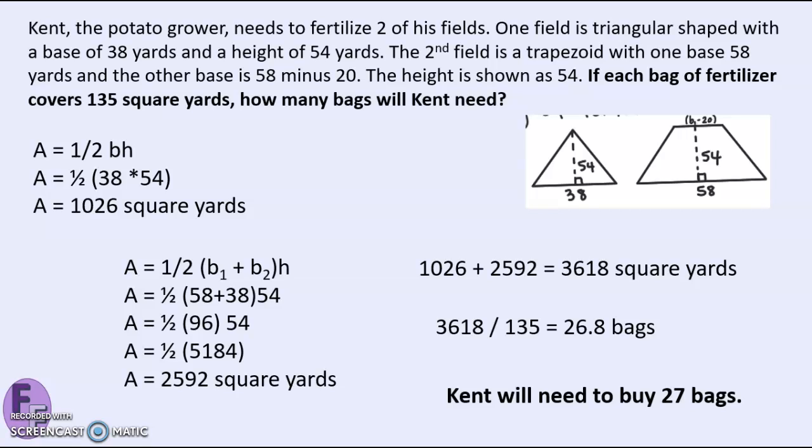And then we're going to divide by 135 because it says every bag is 135 square yards. That tells us that he then needs 26 8/10 bags to cover the space. The problem is he can't buy a piece of a bag. So in this case, he would need to round up and buy 27 bags of fertilizer.